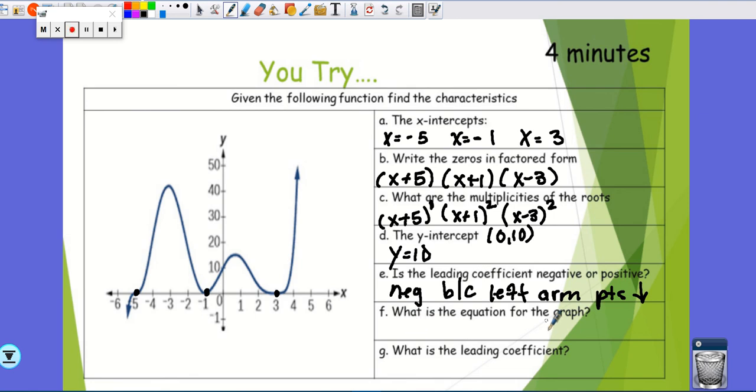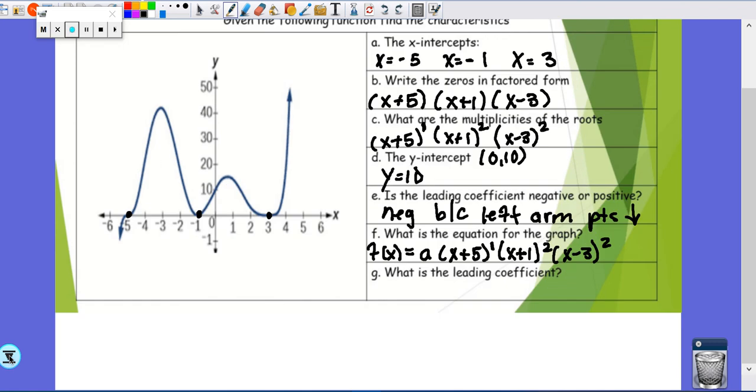What is the equation for the graph? Well, all I do is take these factors with the multiplicities on them, and that would be my equation. So I would get f equals a times (x plus 5) to the first, (x plus 1) to the second, and (x minus 3) to the second. And then I'm done. And it says, what's the leading coefficient?